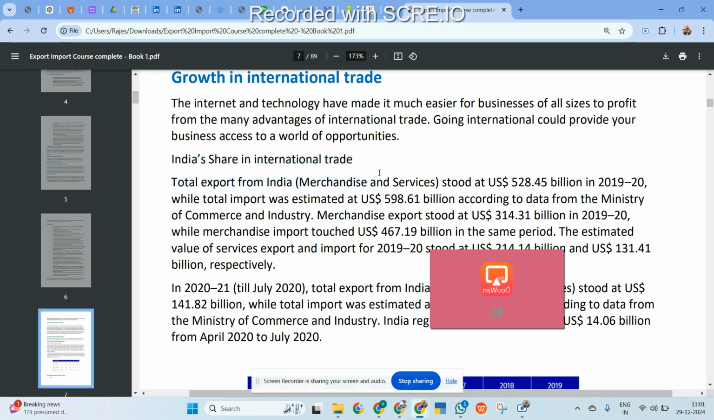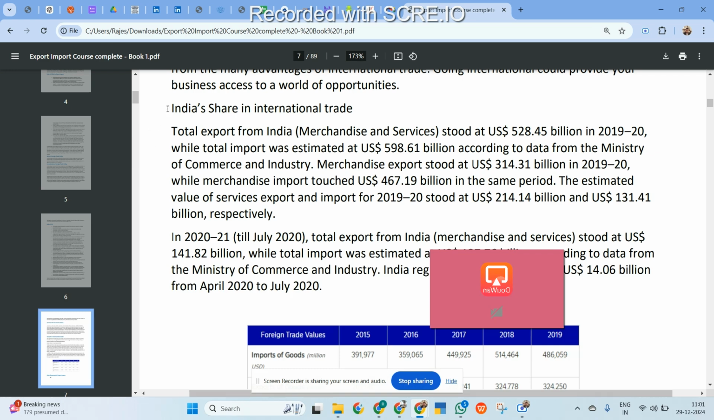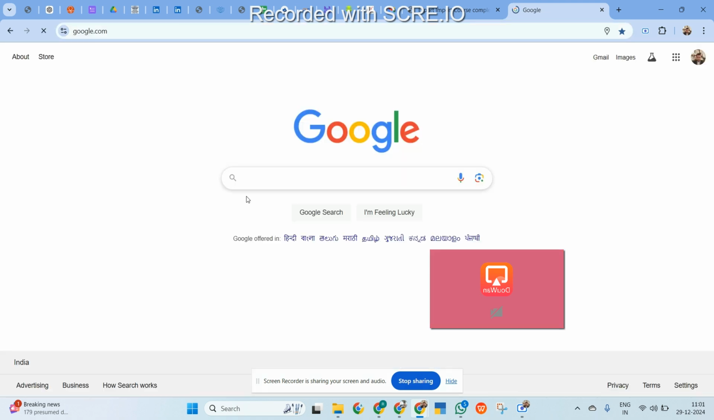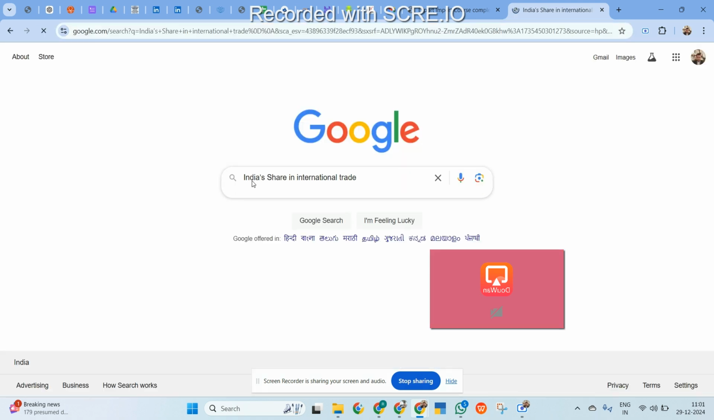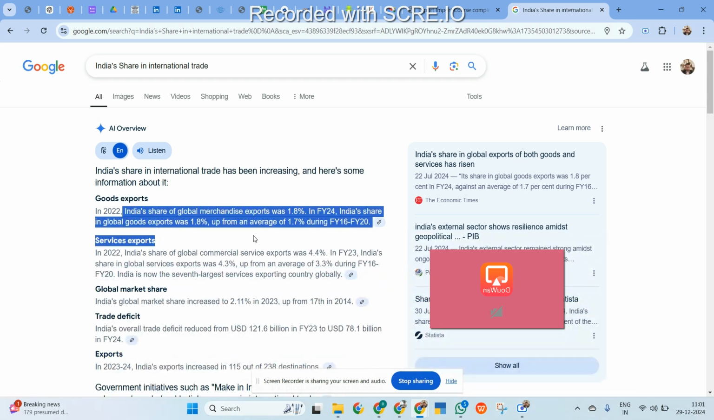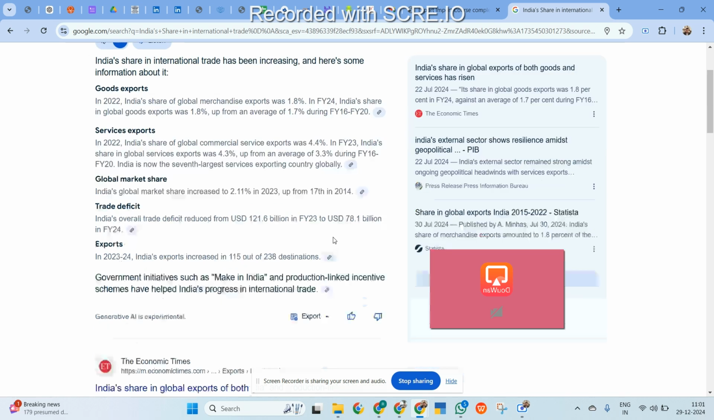India's share in international trade. This is older data, so the latest data I will show you online. India's share in international trade we can search on Google as well. This is also 2022 data. Merchandise export 1.8%, financial year 2024 1.8% average.